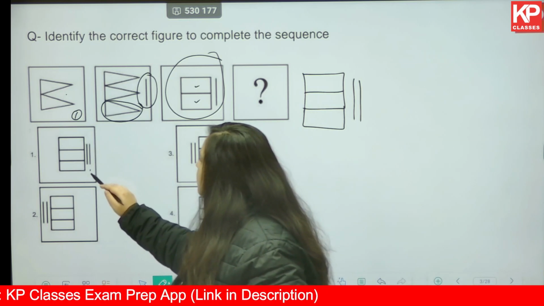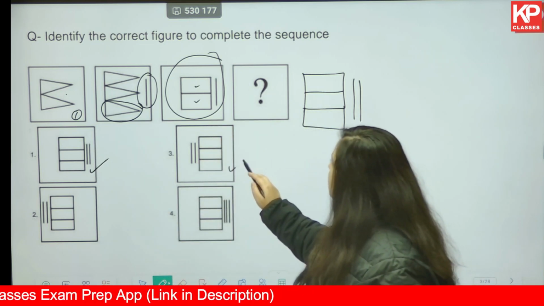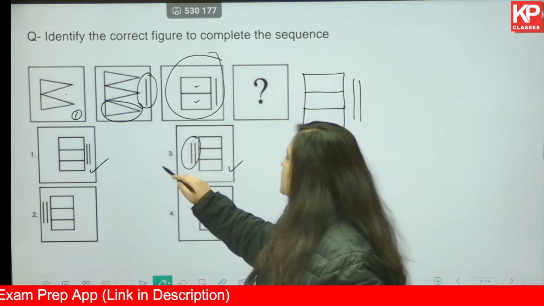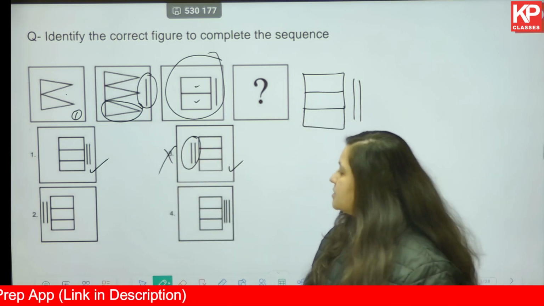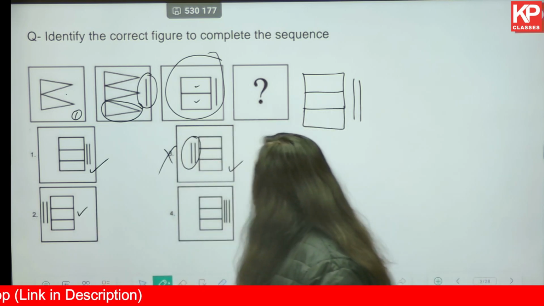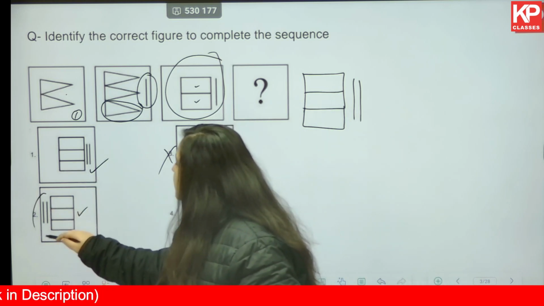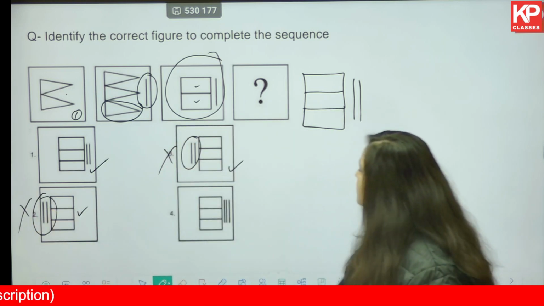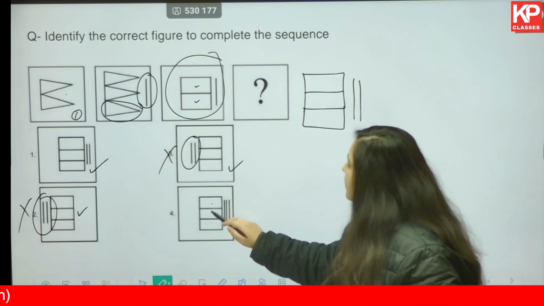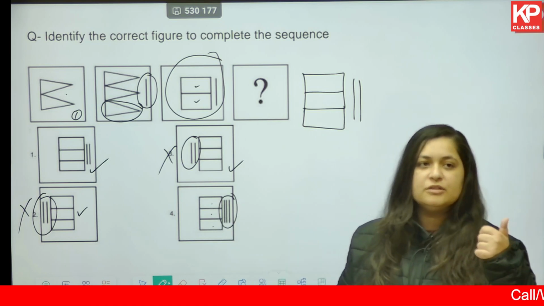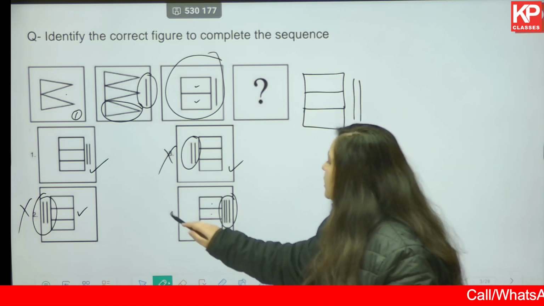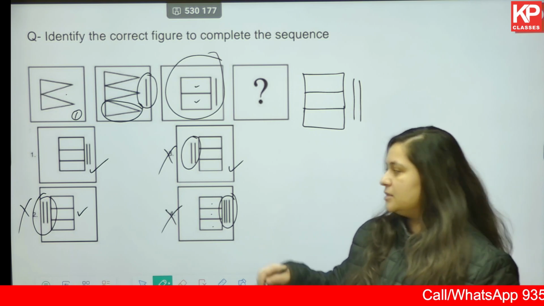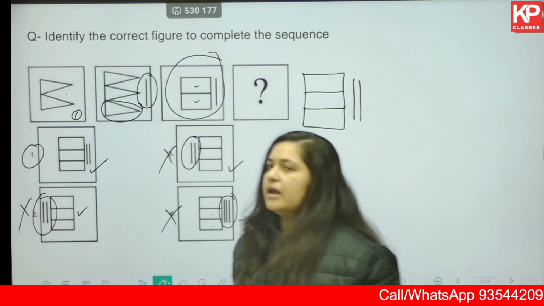3 rectangles with 2 lines, correct. 3 rectangles with 2 lines but on the left side. So this cannot be the correct answer. You have 3 rectangles with 2 lines again towards the left side, so it cannot be the correct answer. And then you have 3 rectangles with 3 lines. Ideally you should be getting 2 lines. Okay, so again this is a wrong answer. Answer number 1, this is correct for this question.